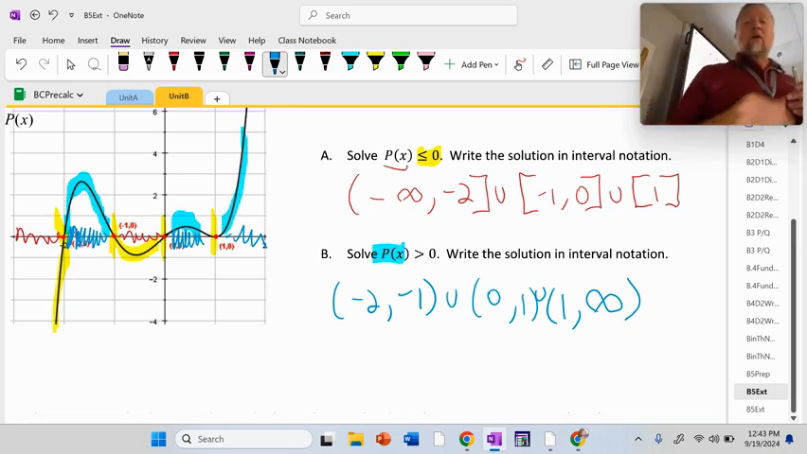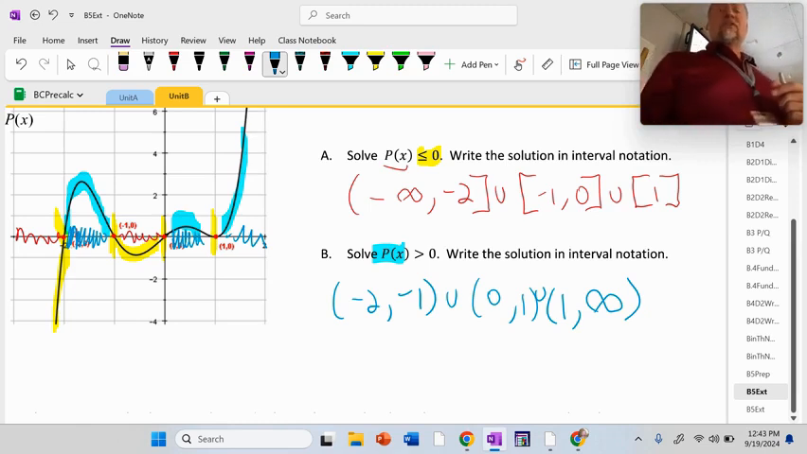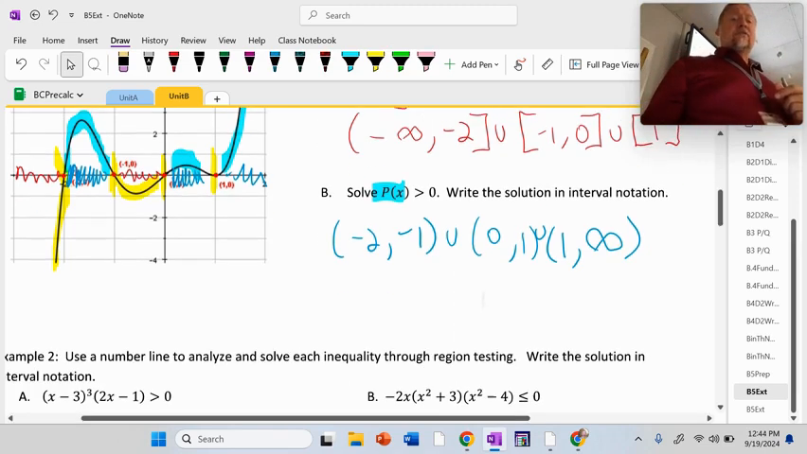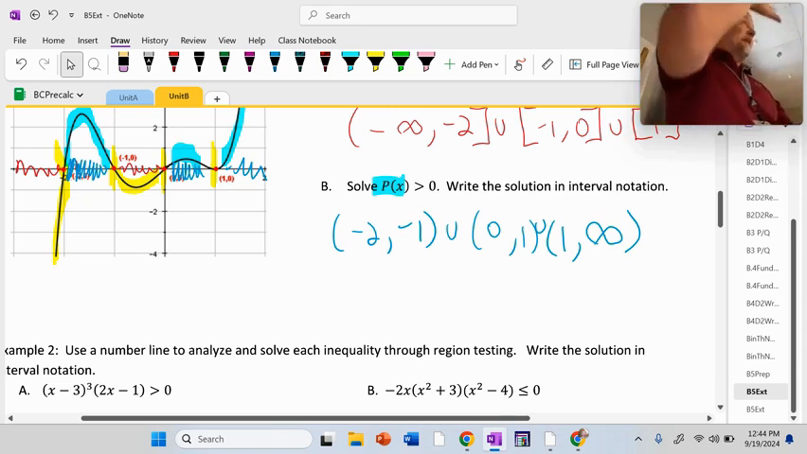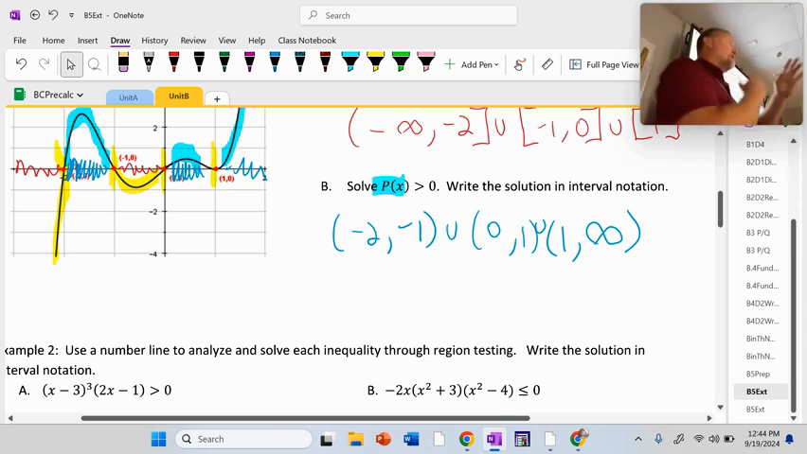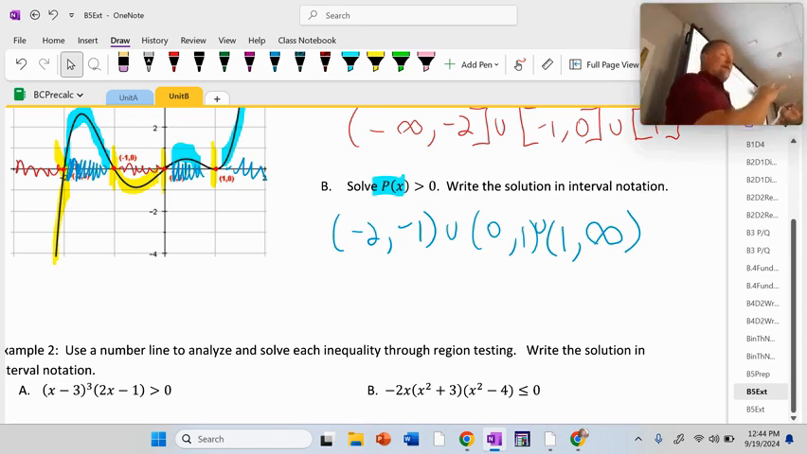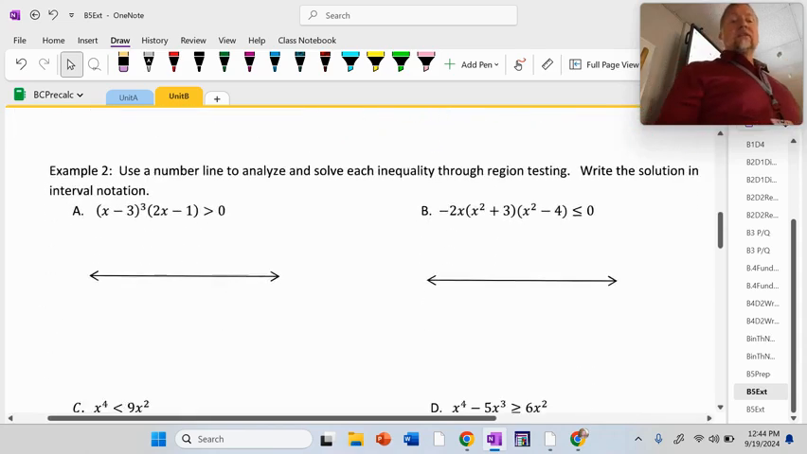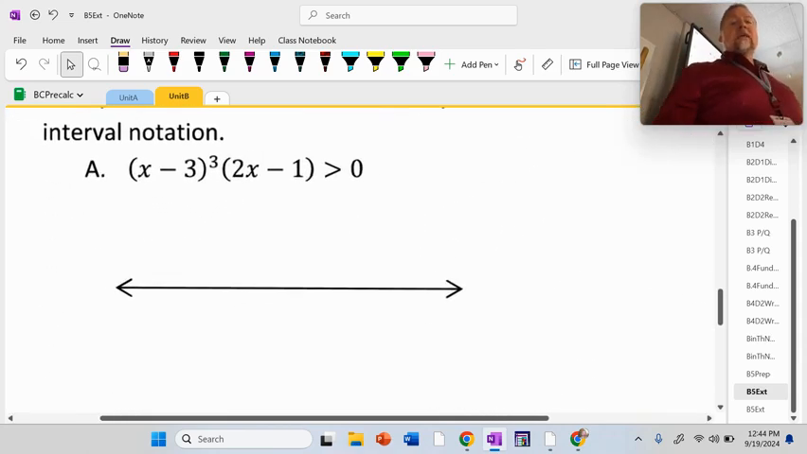All right? I should actually show you the inequality answers for that, because AP goes back and forth between interval notation and inequality. You got to be able to be ready for both. It is true.